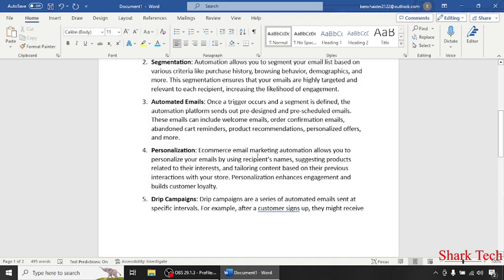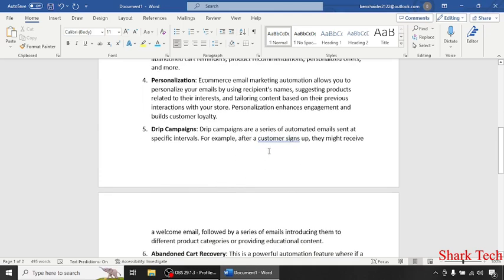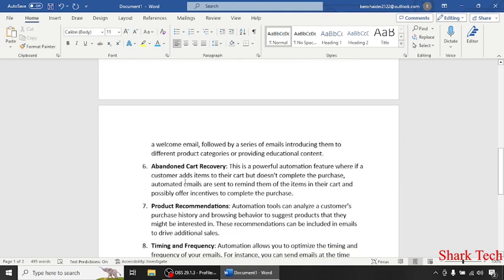Personalization. E-commerce email marketing automation allows you to personalize your emails by using recipients' name, suggesting products related to their interest, and tailoring content based on their previous interactions with your store. Drip campaigns. Drip campaigns are a series of automated emails sent at specific intervals. For example, customer signs up. Then comes abandoned cart recovery.